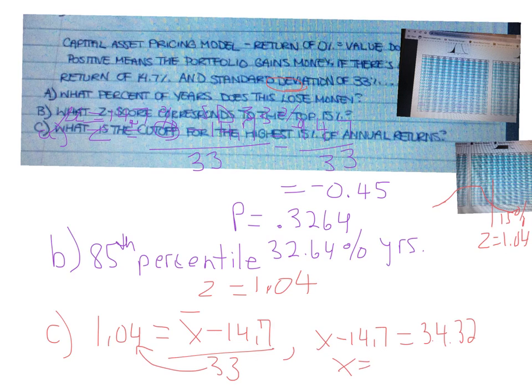And to solve for x, you're going to take the negative 14.7 to the other side and add it. And so I think we'll end up there with 49.02. And that's going to be a percent because all of the other things were also percents. And so if you make 49% return on your money, then you are in the 85th percentile for return, which means that you're making more money than 85% of the population.